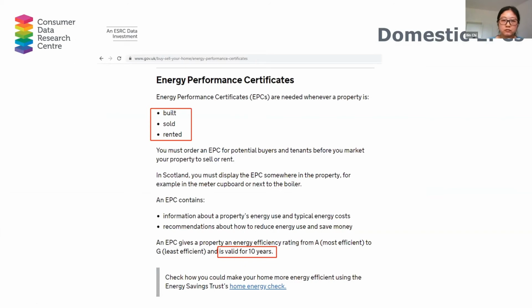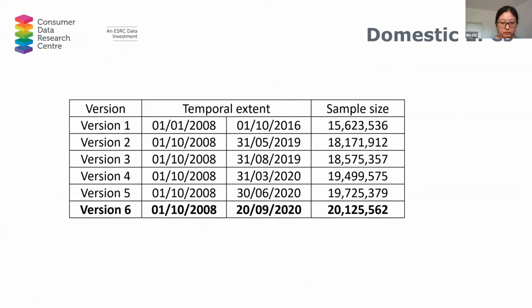Next slide, please. In case you are not familiar with domestic EPC data, here is a screenshot from the UK government website. The energy performance certificate is needed whenever a property is built, sold or rented, and it's valid for 10 years. There is one thing I wish to mention. We can download the domestic EPC data from the MHCLG website, and there is a license you need to sign. Currently, if you download the data, it's version 6, which is also the version we use in this second case study. It has over 20 million records in total.